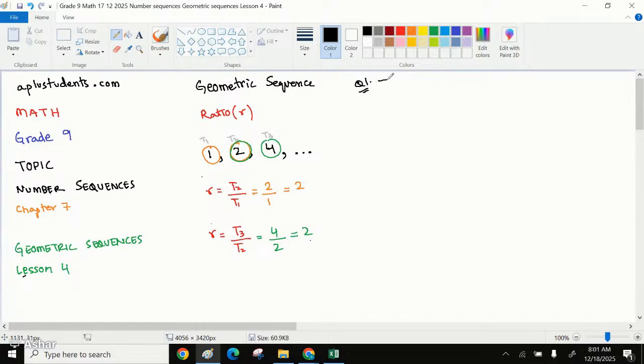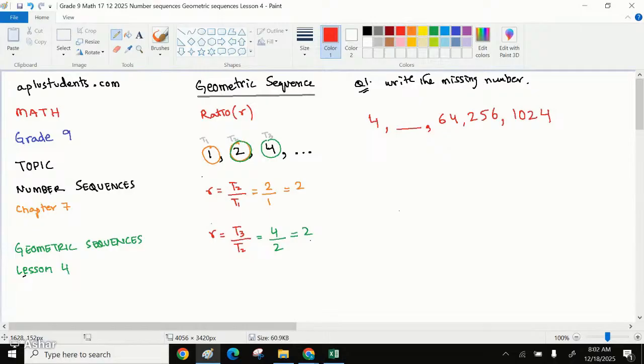The question says, write the missing number in this sequence. We know it's already a geometric sequence, right? So we will look at the numbers. The numbers given are 4, this number is missing, then it is 64, then it is 256, and then it is 1024. This is the sequence that is given to us, right?